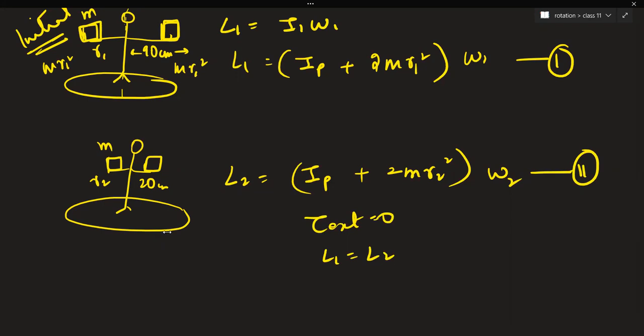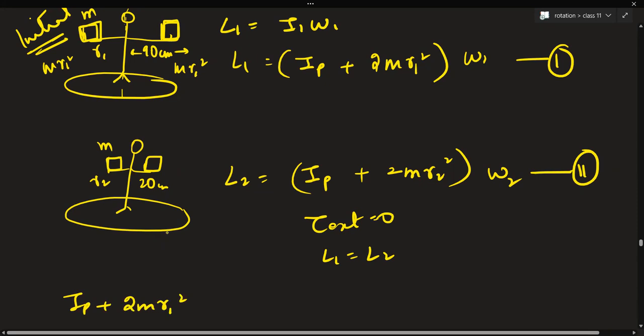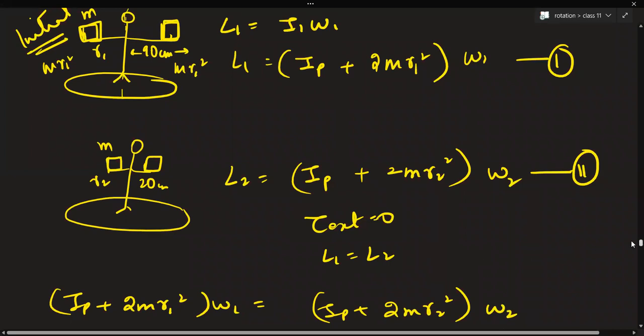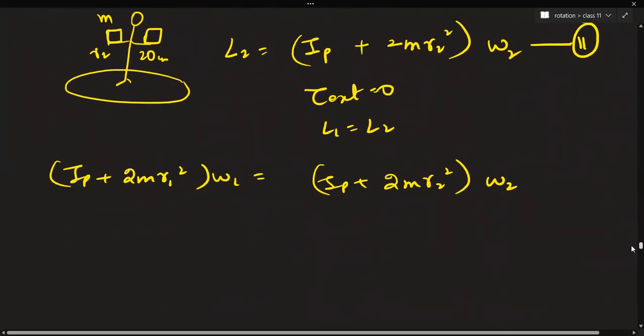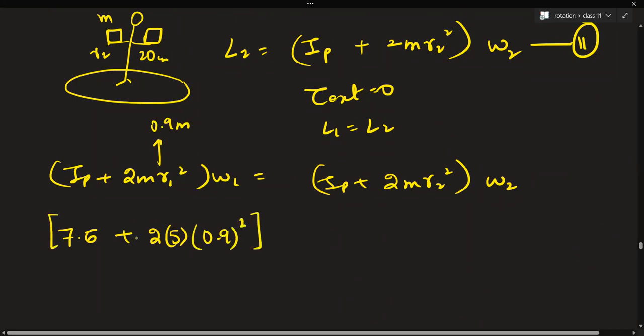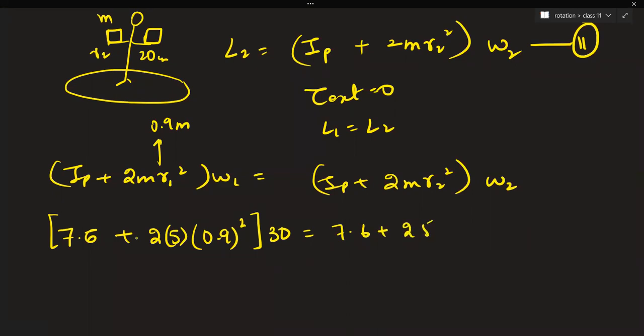When you equate these two equations, see, (IP plus 2mR1 square) into omega 1 is equal to (IP plus 2mR2 square) into omega 2. From here, omega 2 is unknown to us. Rest of the things are mentioned in the question. See, IP, that is man plus platform, is given as 7.6, plus 2 into mass, which is given as 5, into 90 centimeters, so we'll use 0.9 meters, so that becomes 0.9 square, into omega 1, which is given as 30 rotations per minute. Again, IP 7.6 plus 2 into 5, and this time R2 we will take as 0.2, so this becomes 0.2 whole square into omega 2.